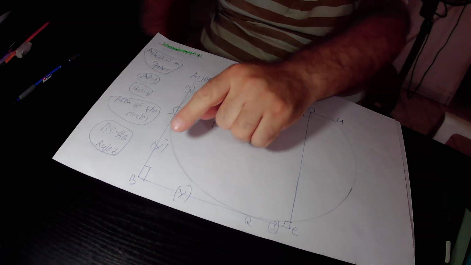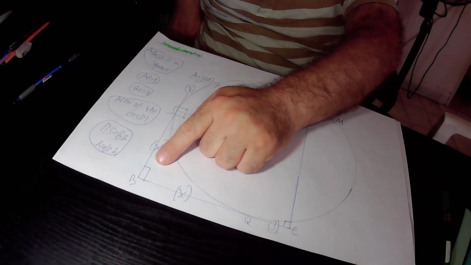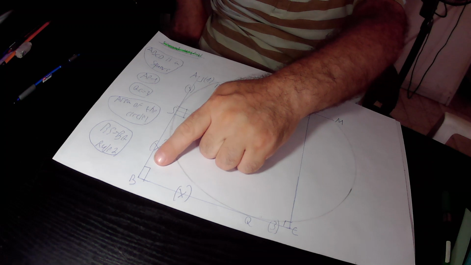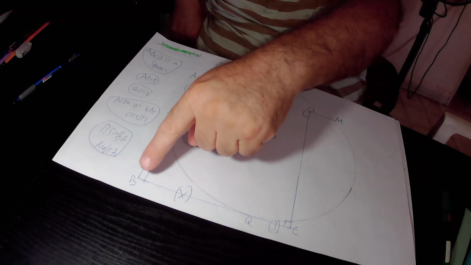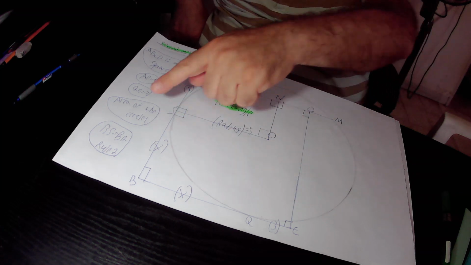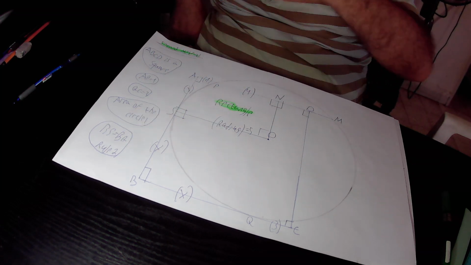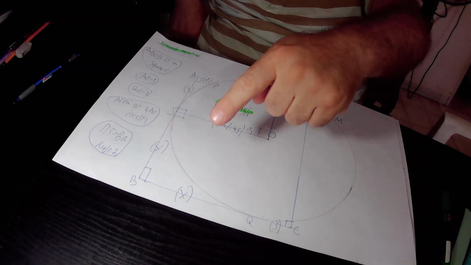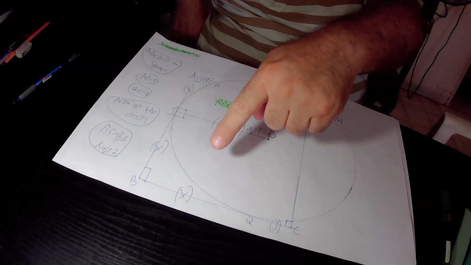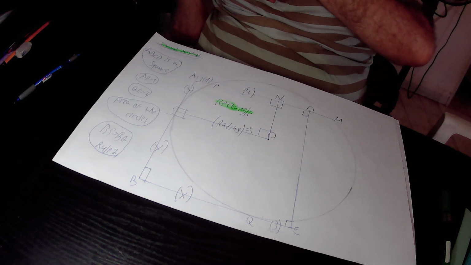Then we focus on this common standpoint, point B. From this common standpoint, point B, we have 2 tangents to this circle, tangent BS and tangent BQ. According to rule 2, they are equal to each other. That is to say, BS equals BQ. So if we define the length of tangent BS as X, then BQ must also be equal to X, because they are equal to each other according to rule 2.